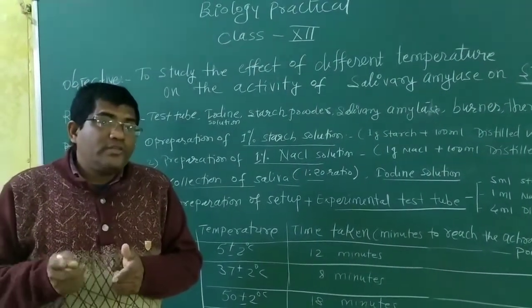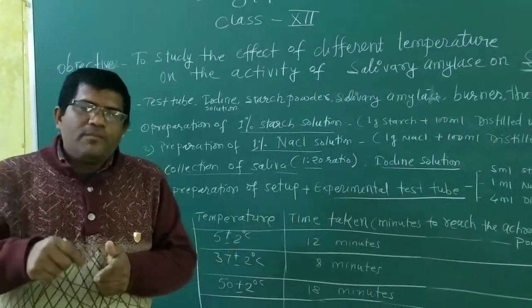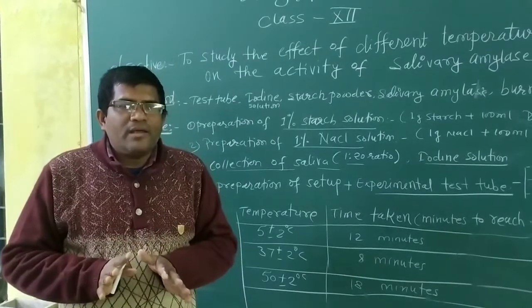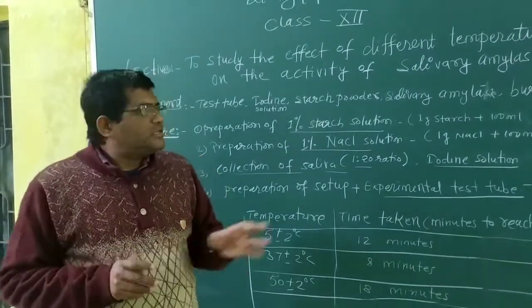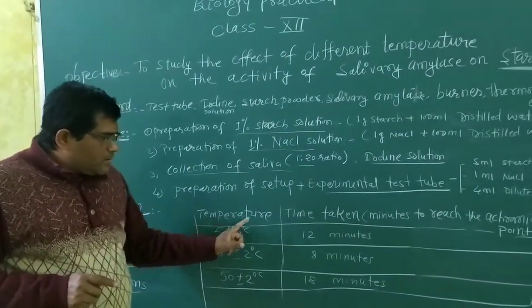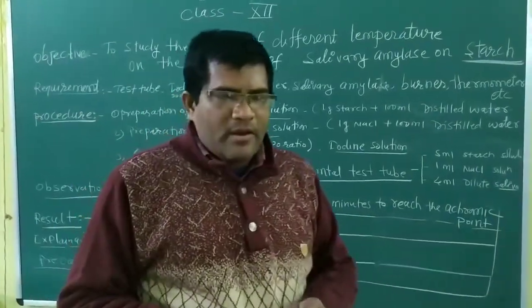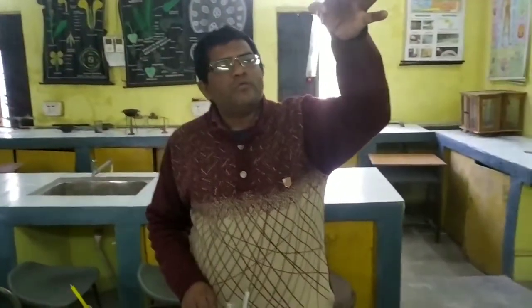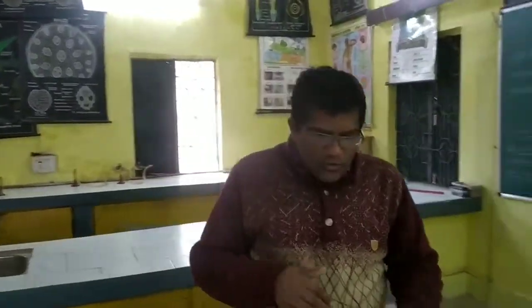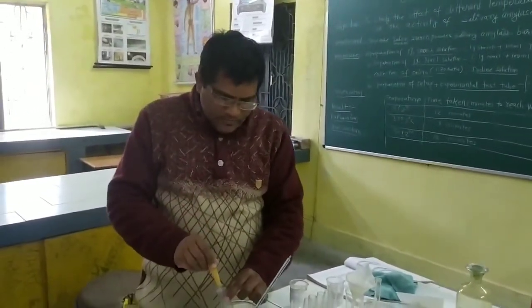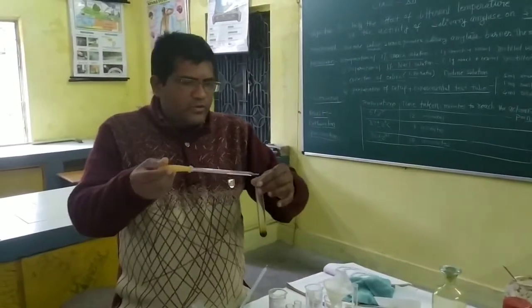Iodine color, as I have mentioned, is pale yellow. When starch is there, it gives the blue-black color. But when no blue-black color comes, it means the starch is completely digested by the salivary amylase. So we have to measure the time taken to the achromic point. For this, as I have told you, you have to take the solution, 2 ml, and now after 2 minutes we have to repeat this experiment again: take the solution again and pour it in this test tube.